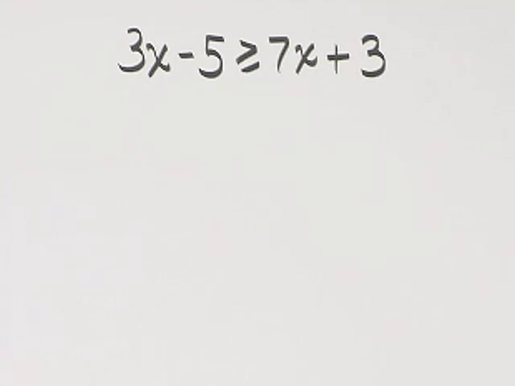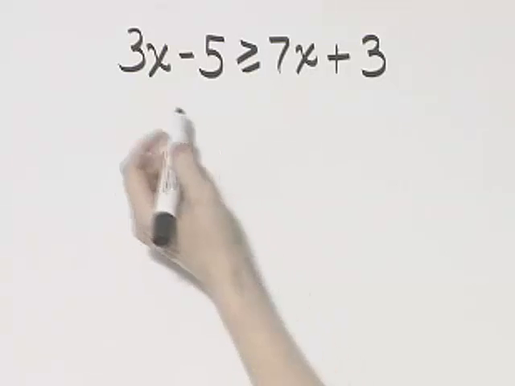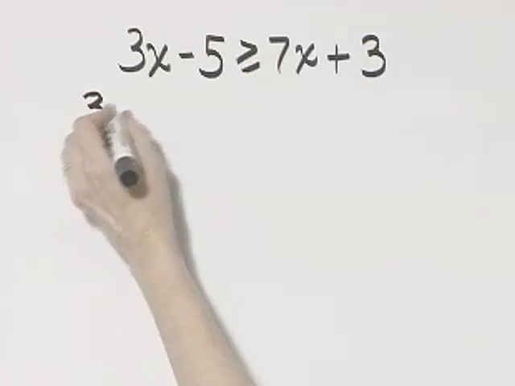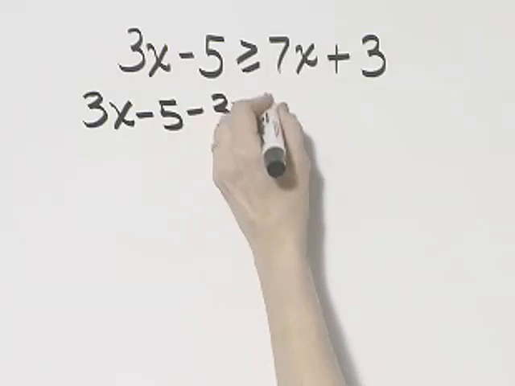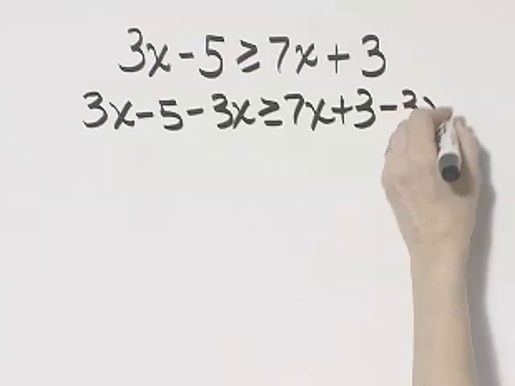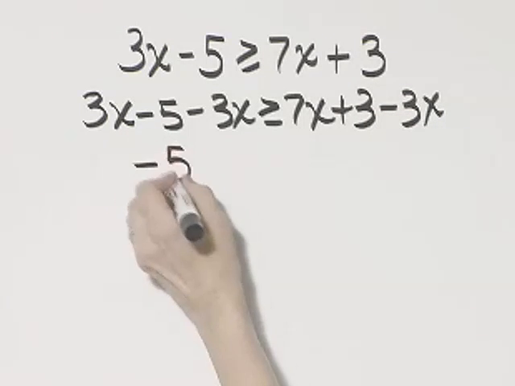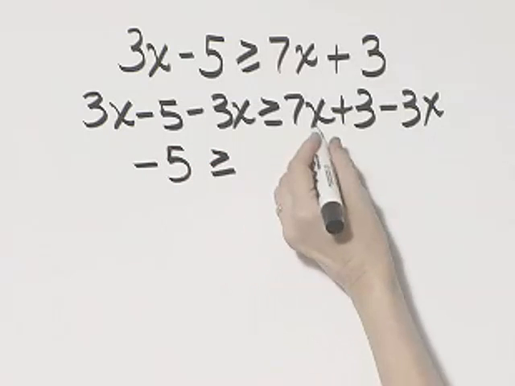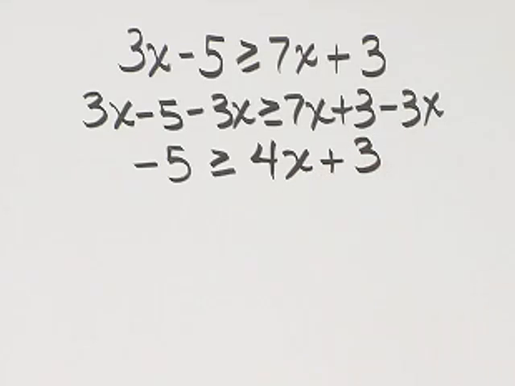Let's solve this inequality and then graph, and we do want to write an interval notation, but first let's concentrate on solving. I will begin by subtracting 3x from both sides. So here's my left side, subtract 3x, and here's my right side, subtract 3x. And now let's simplify the left side. I have negative 5 greater than or equal to 7x minus 3x is 4x plus 3.